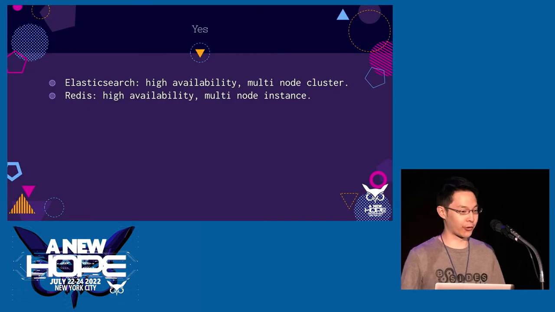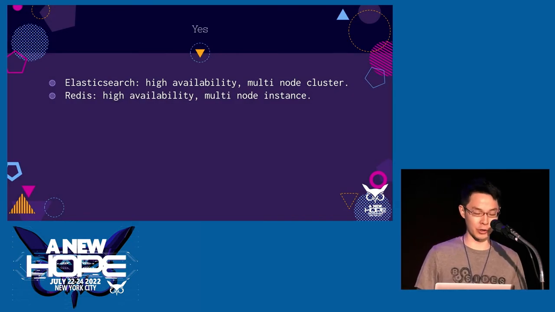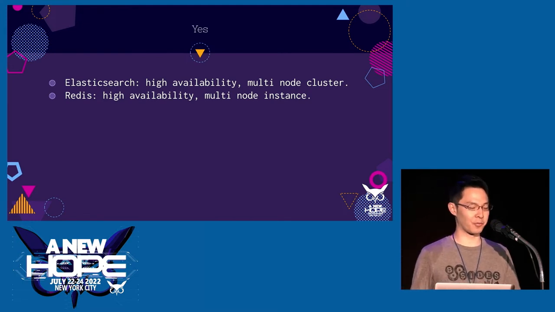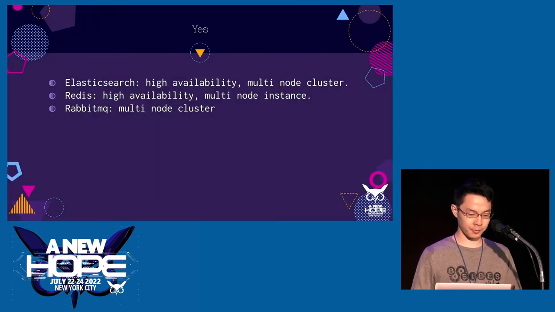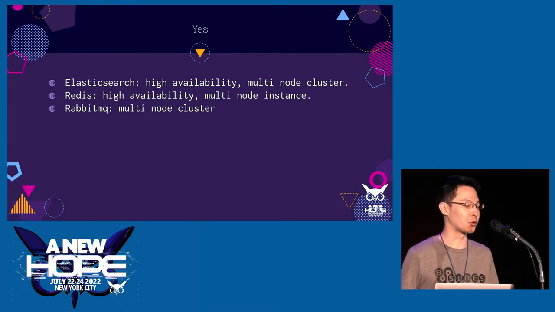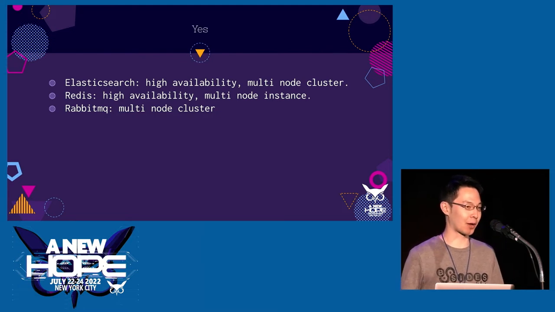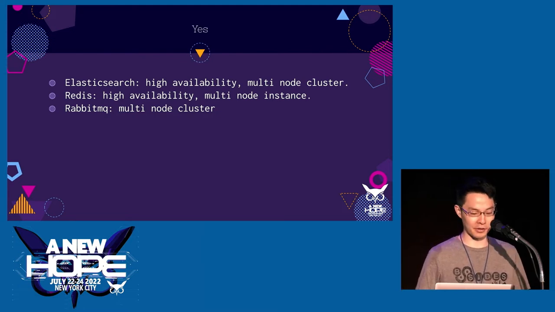Redis can also be configured for high availability. You can use a multi-node Redis instance. That's perfectly fine. It'll be resilient to regional downtime or zonal downtime if you're in the cloud. RabbitMQ, like I said before, you could also set up as a multi-node cluster, because just because your RabbitMQ goes down doesn't mean that your platform would stop processing tasks and things like that.